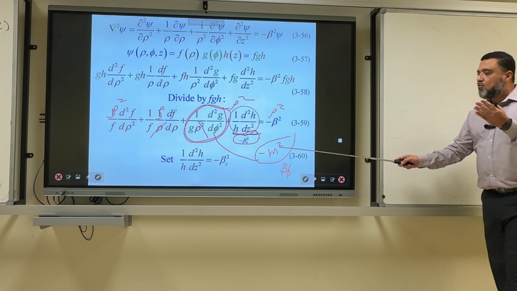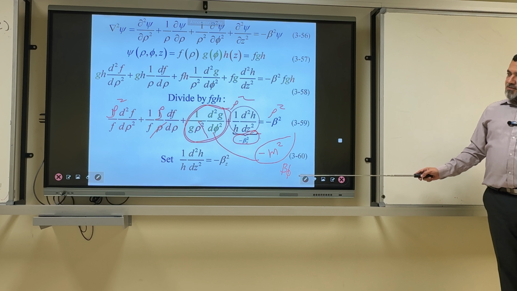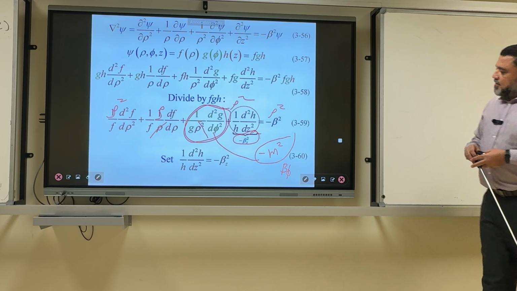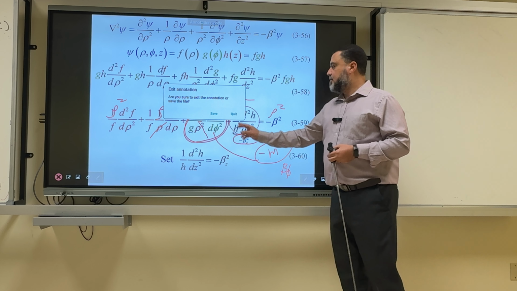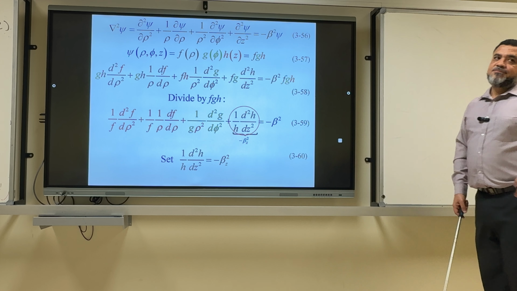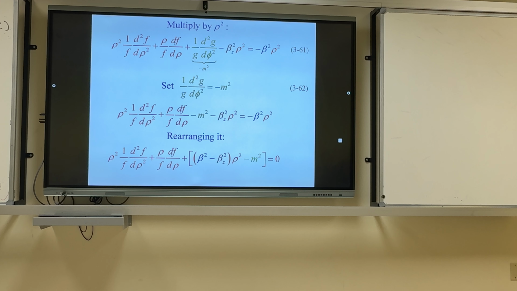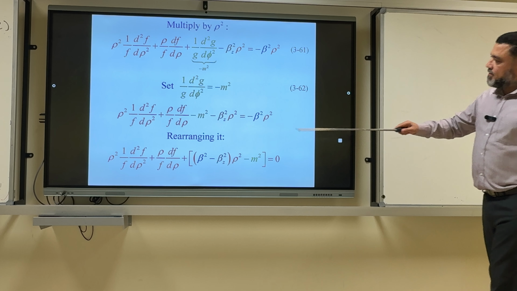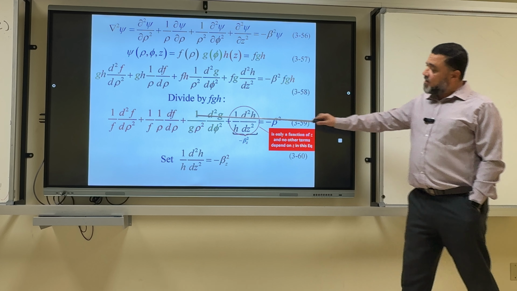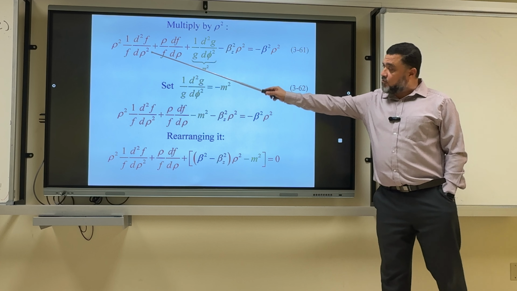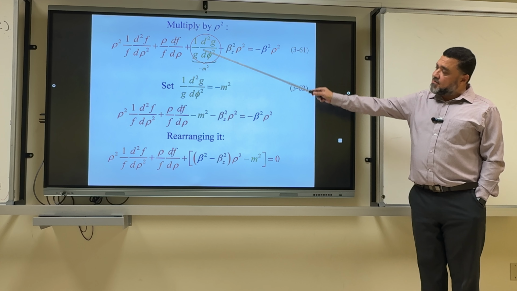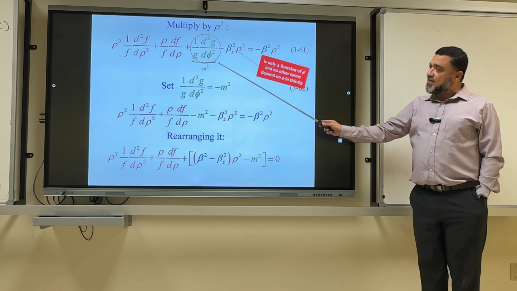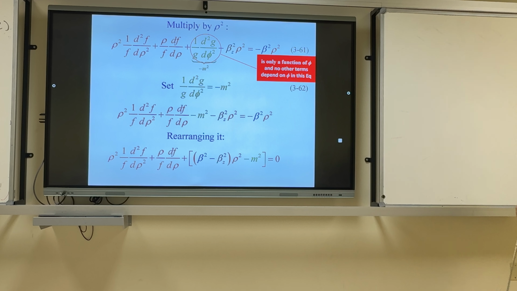I called it m or n, whatever. Why am I doing this? Because the phi direction is constant. So let's go back. I'm going to multiply everything by rho square, so I will get rid of rho square. Now this part is dependent only on phi, so it can be assumed to be minus some constant, which we call m square.